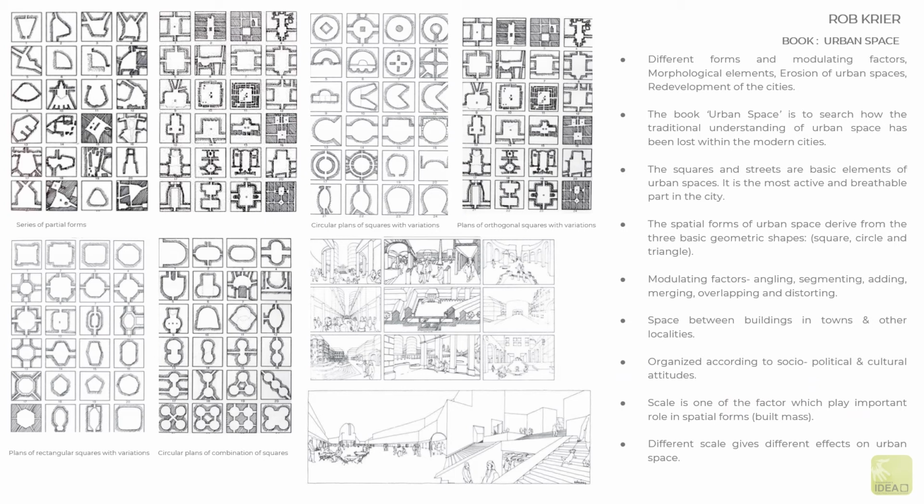Our eighth author is Rob Krier. The aim of his book, Urban Space, is to search how the traditional understanding of urban space has been lost within modern cities. By explaining the terms of urban space and its structure, he has examined whether the concept of urban space retains some validity in contemporary town planning and on what grounds. The term urban space can be simply described as external space in town. It is seen as open, unobstructed space for movement in the open air with public, semi-public, and private zones.